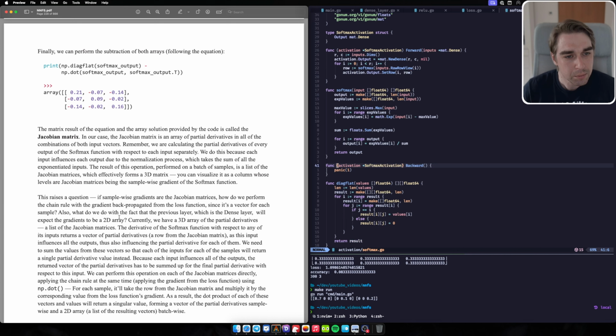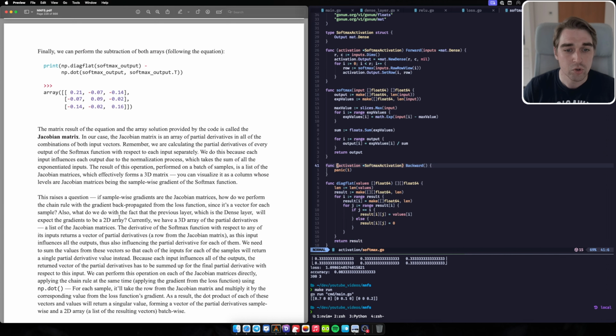In our case, the Jacobian matrix is an array of partial derivatives in all of the combinations of both input vectors. Remember, we're calculating the partial derivatives of every output of the softmax function with respect to each input separately. We do this because each input influences each output due to the normalization process, which takes the sum of all the exponentiated values. The result of this operation performed on the batch of samples is the list of the Jacobian matrices, which effectively form a 3D matrix.